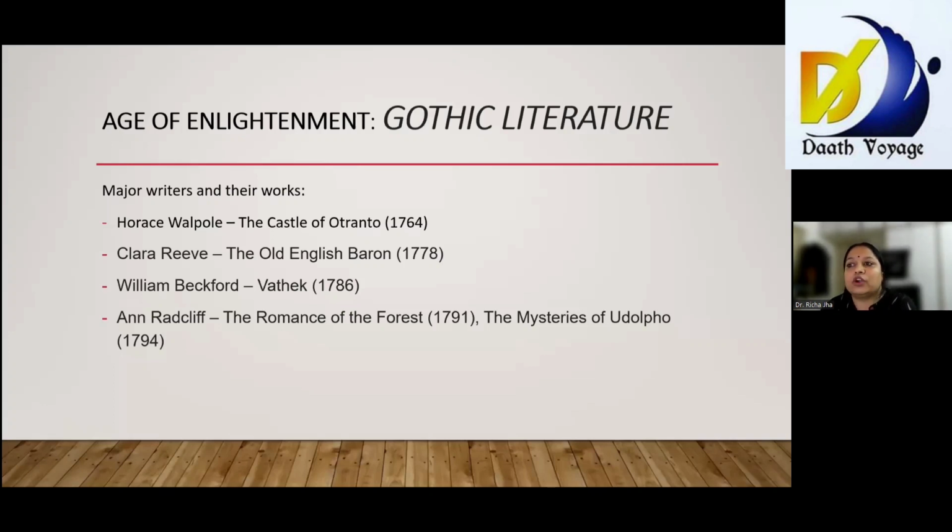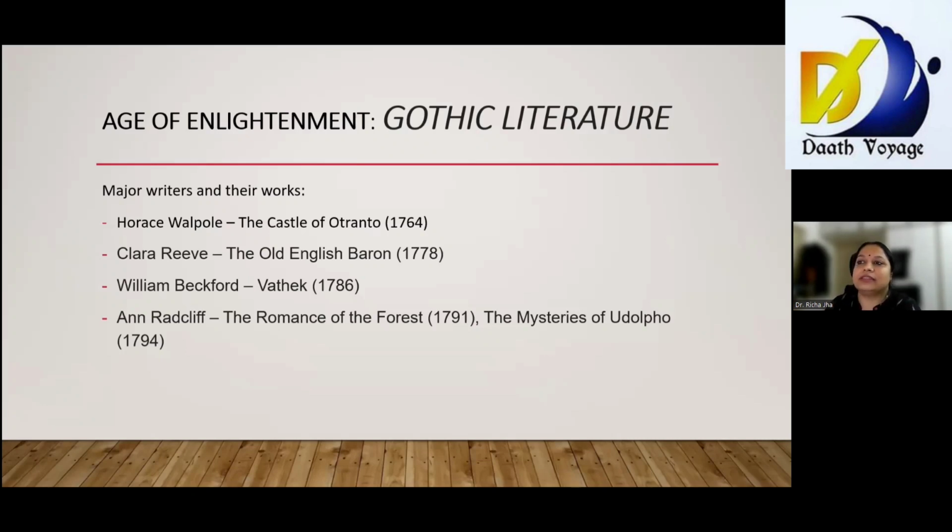However, Walpole did not initially prompt many imitators. It was later with Clara Reeve, who wrote The Old English Baron in 1778, that the popularity grew. And then the 1780s saw more writers attempting his combination of supernatural plots with emotionally realistic characters. Some examples include Sophia Lee's The Recess or William Beckford's Vathek, where we have the first instance of something like Wolverine.